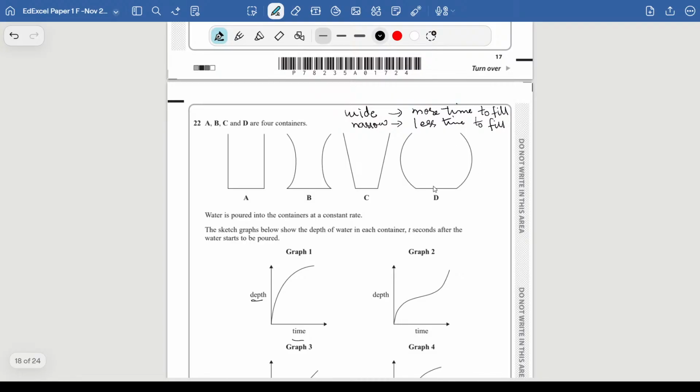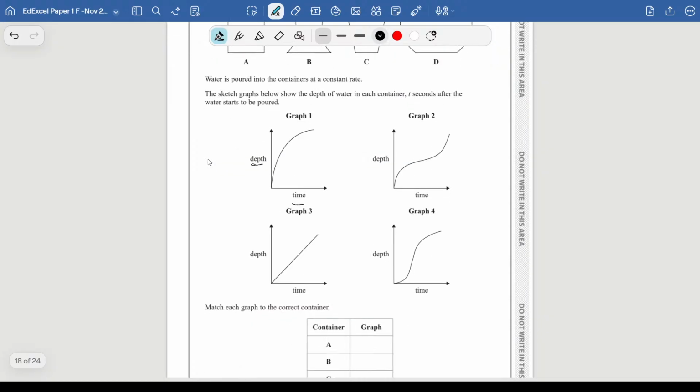But depending on the shapes we have here, the first one looks like the base and the height are constant, like there is no change. If the water gets poured at a constant rate here, which graph represents that information? Here I would say the constant rate means the graph will be a straight line. So as time increases, the depth also increases here. So for the first container, A, I'm going with graph 3.